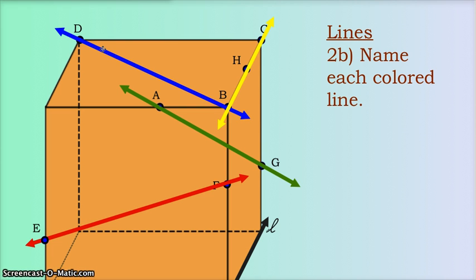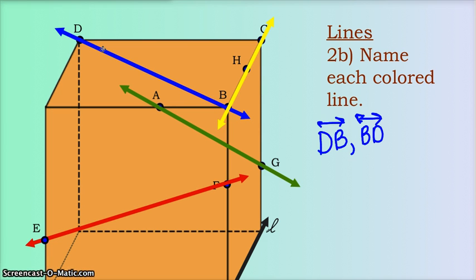Referring to lines, there are several lines drawn on this cube, and I'm asking that you name each colored line. When talking about lines, we need 2 capital letters. For instance, the blue line is line BD with the line symbol over top. It can be reversed as well. Lines go on forever, infinitely in both directions, and we only need a minimum of 2 points to create them. Thus, we need 2 points when naming them.